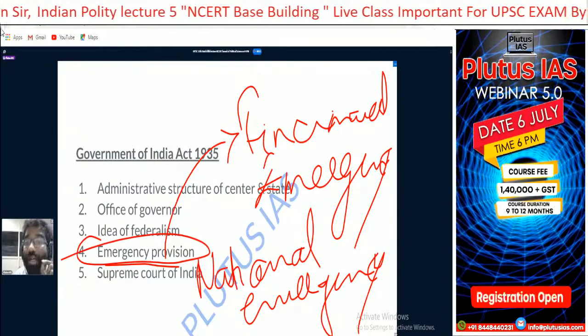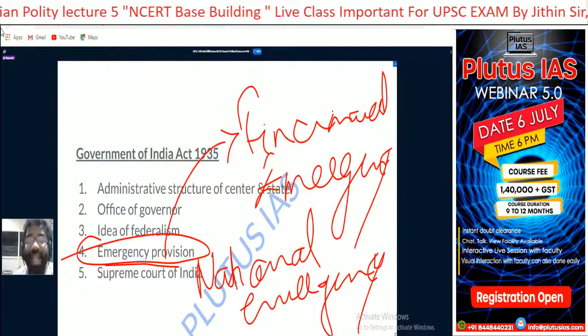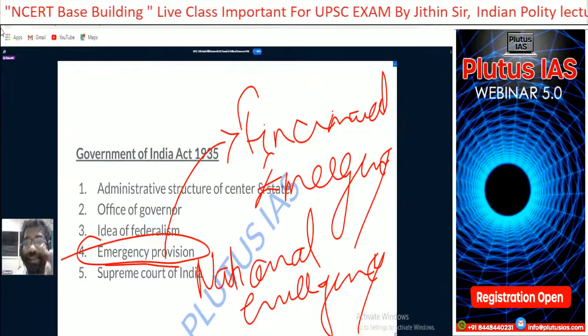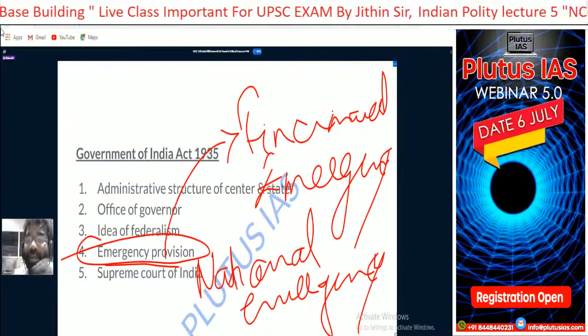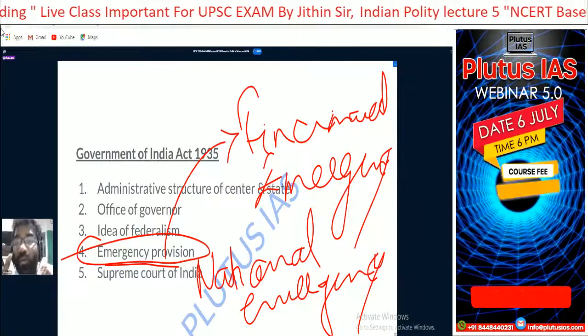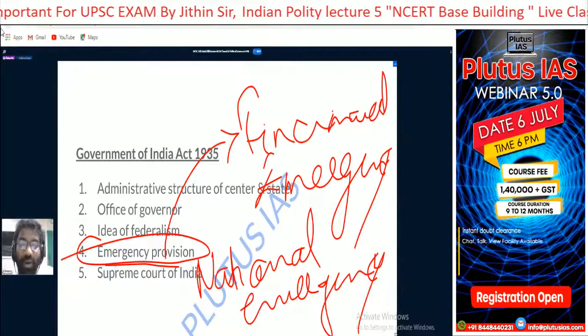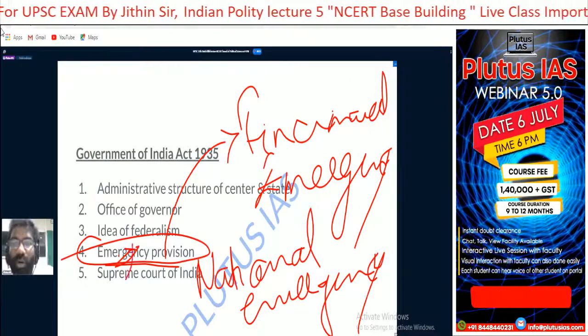On what grounds can various emergencies be implemented? Financial emergency, national emergency, state emergency, how we can implement. So all these things were taken from the Government of India Act 1935. The term emergency will be used once more. Okay, Palak, ask.